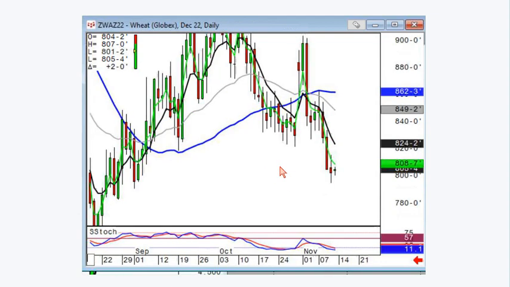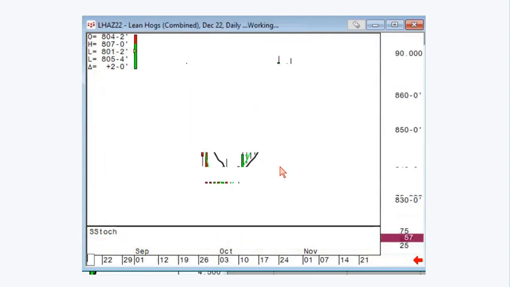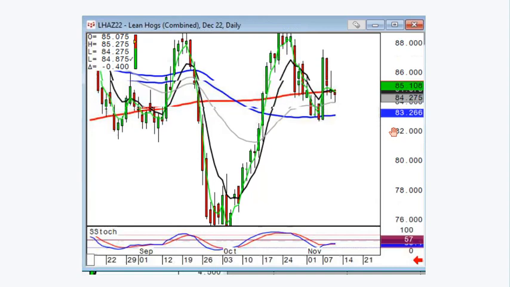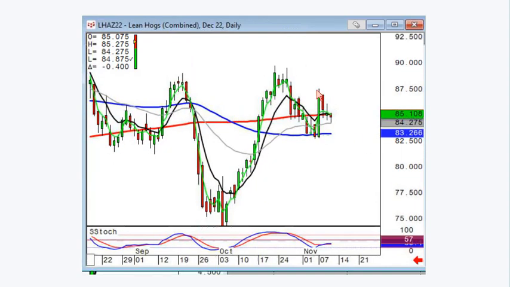I was trading lean hogs today. Because he had a bearish harami. It looked like it was trying to do a bearish doji sandwich, bring you back into this area.